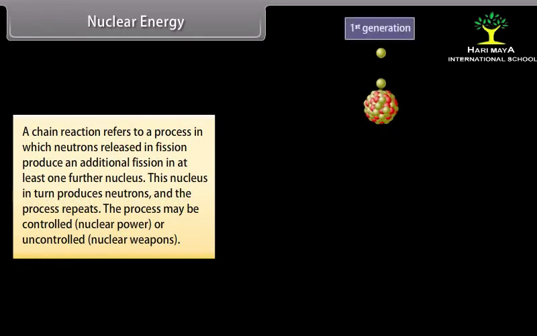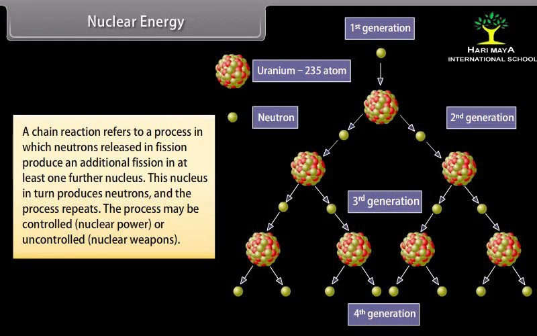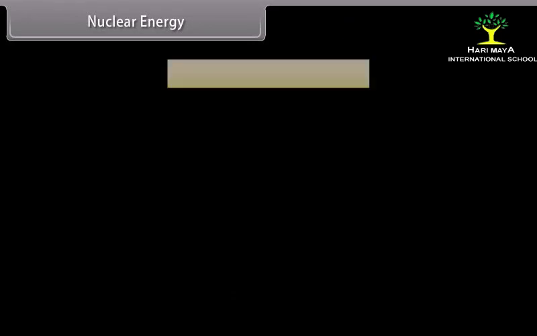Nuclear energy. A chain reaction refers to a process in which neutrons released in fission produce an additional fission in at least one further nucleus. This nucleus in turn produces neutrons, and the process repeats. The process may be controlled, that is nuclear power, or uncontrolled, that is nuclear weapons.